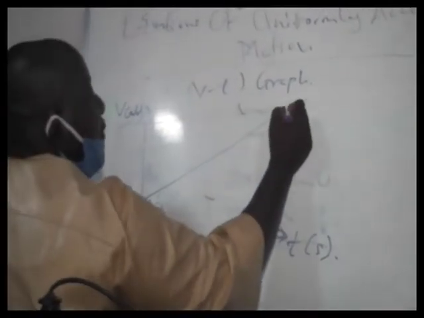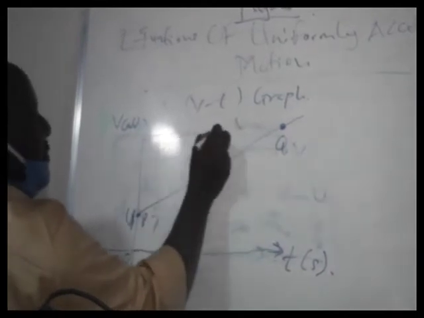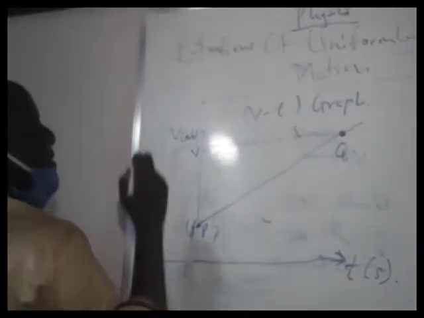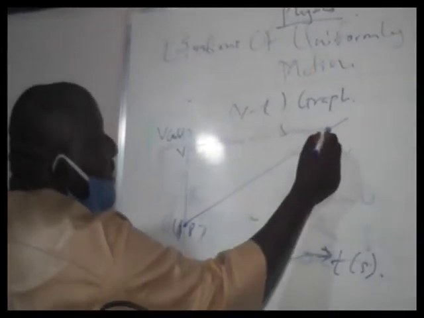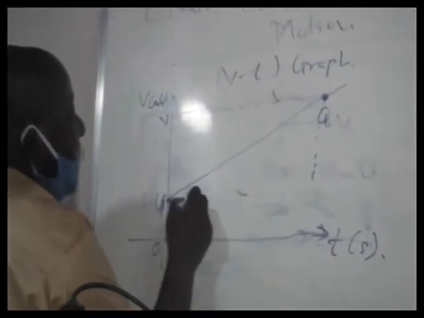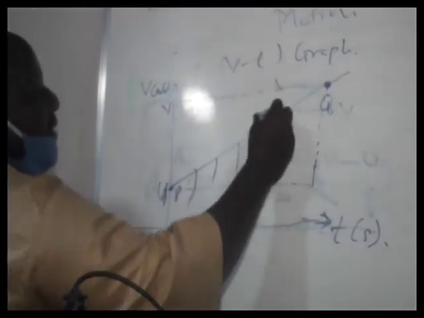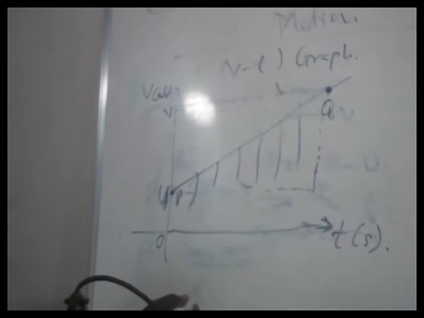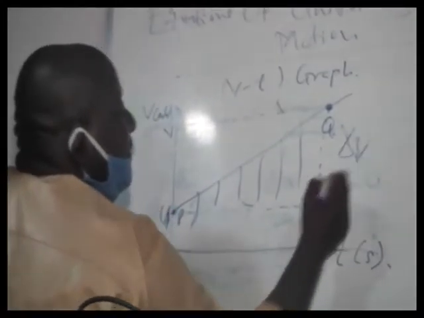Then we have another point here, which is point Q. At this point Q, we have our final velocity, v, where the vehicle has landed. Then it forms a gradient or a slope, and this slope gives us what we call acceleration. That is, change in velocity all over what?